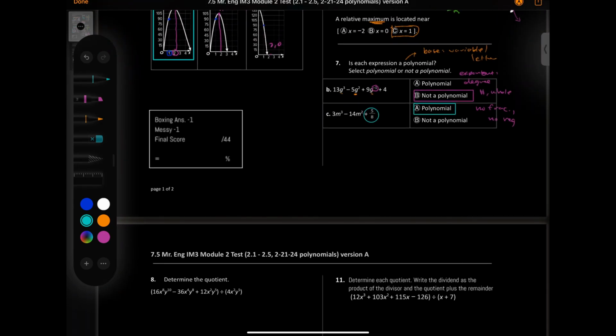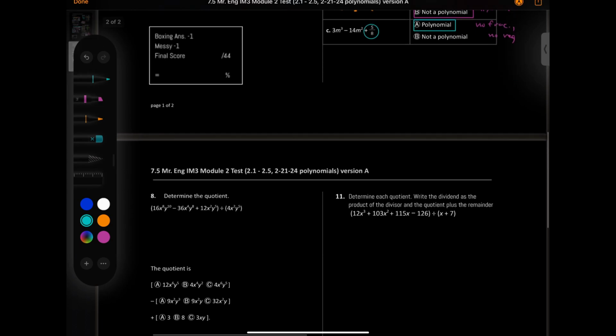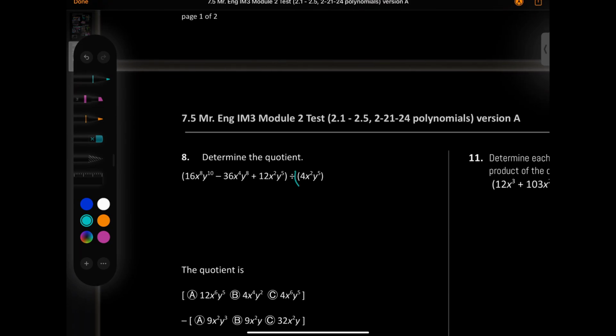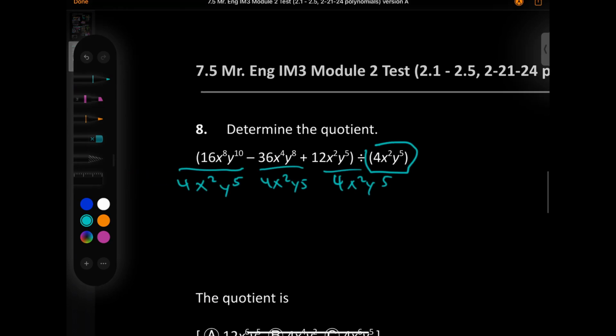Let's go to the back side. Number 8. Determine the quotient. So really what this is, you're going to divide on every term. I should say y to the 5th. And we had a phrase in class, when in doubt, write it out.